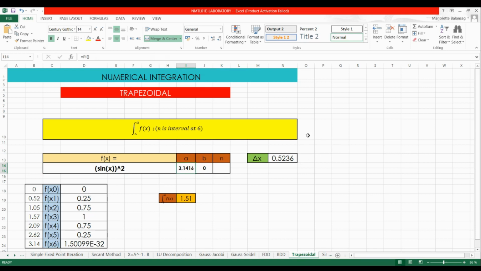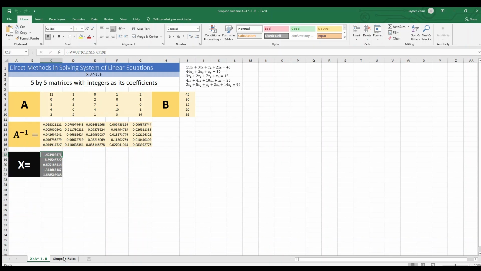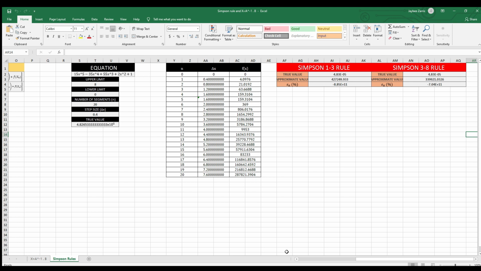We will get the change of x of this equation using our interval 6. And then, after that, we will substitute it here, and it will automatically increase by the value of x, and it's only until 6 since it's our interval. The sum of everything here is this, and it is our area or our answer. Next is Simpson rules naman tayo.